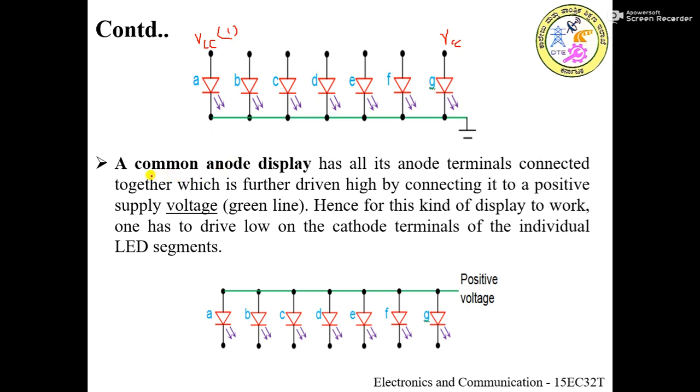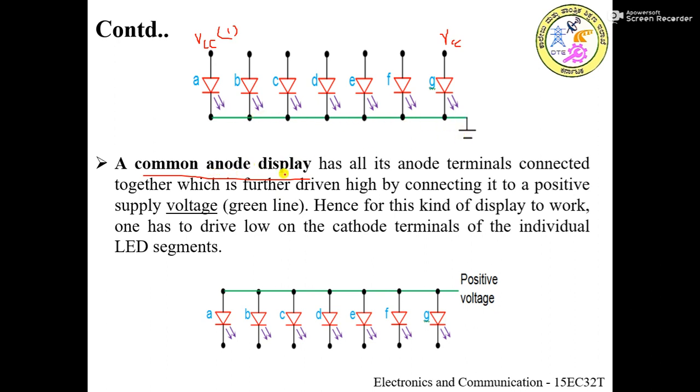Similarly, there is one more version of 7-segment display available in the market, which is known as common anode display. So this is an exact reverse. In case of common anode, in common cathode what did you do? The cathodes of all LEDs were connected to ground.